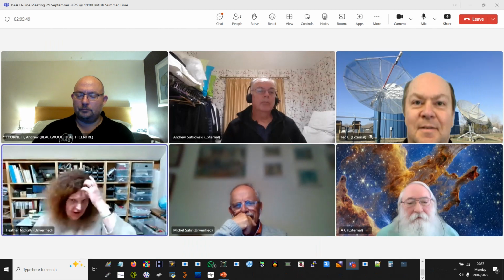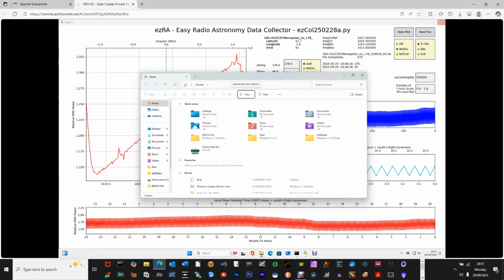So that is kind of weird. Yeah, that shouldn't be happening. What Andrew Thornett said about cable lengths will matter if it's a coherent signal.